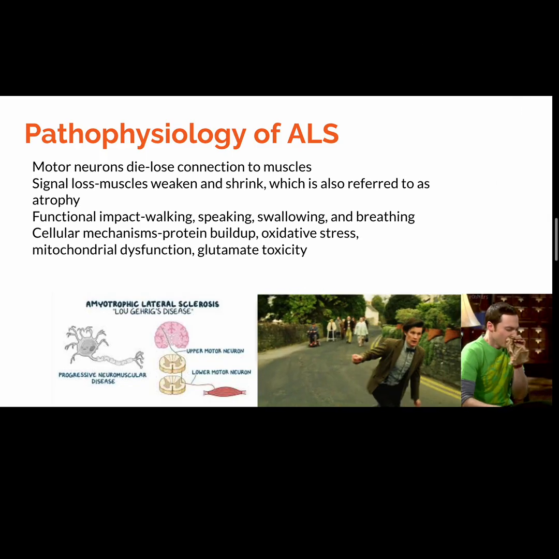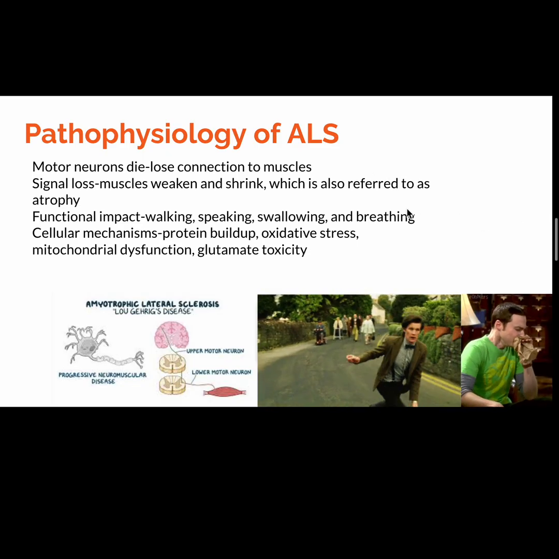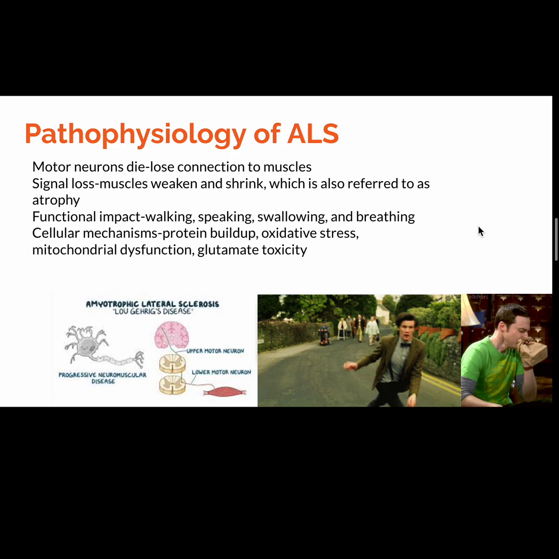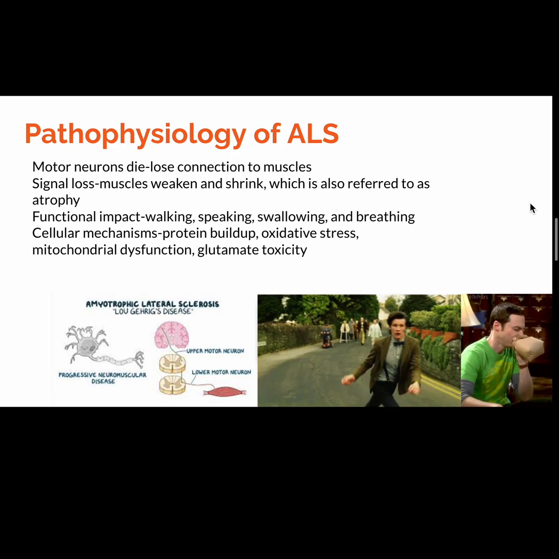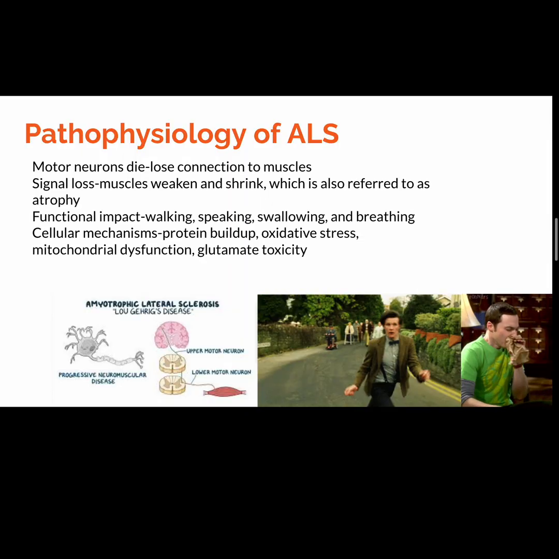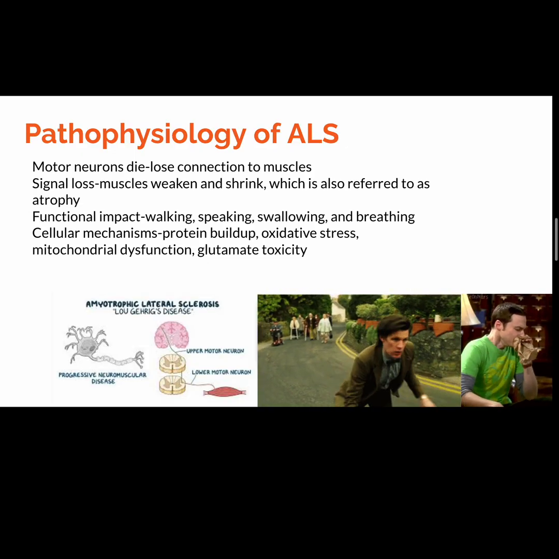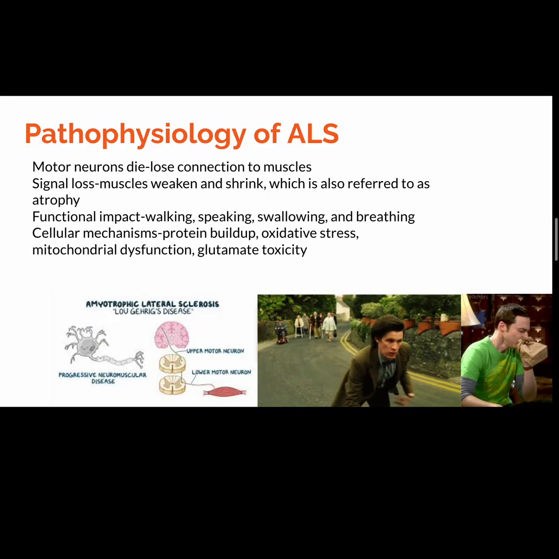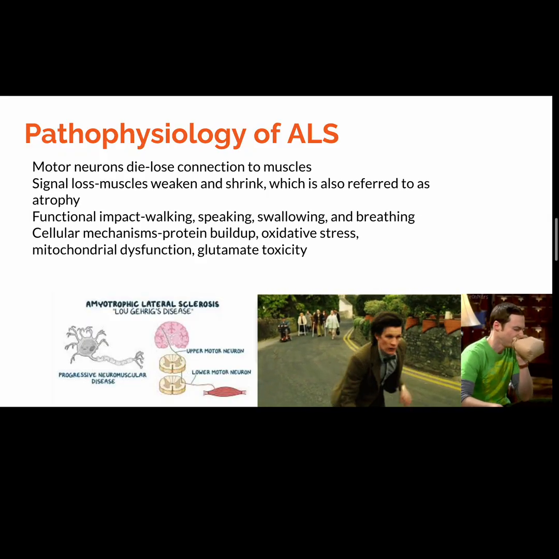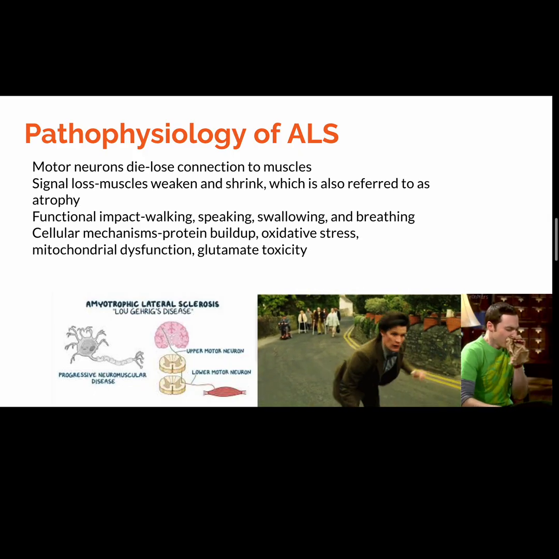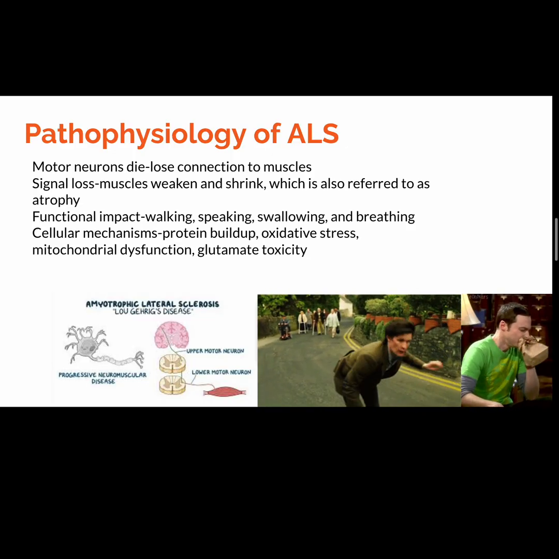Now we'll move on to slide 7, which is the pathophysiology of ALS, or the effect, or your symptoms, if one might say so. In ALS, the motor neurons die, losing their connection to muscles without signals. Muscles weaken and shrink, a process called atrophy. The functional loss affects basic activities like walking, speaking, swallowing, and on a cellular level, protein buildup, oxidative stress, mitochondrial dysfunction, and glutamate toxicity contribute to the neuron degeneration.